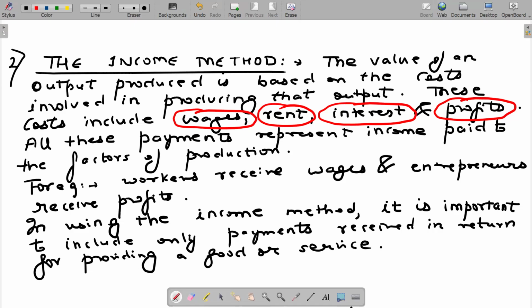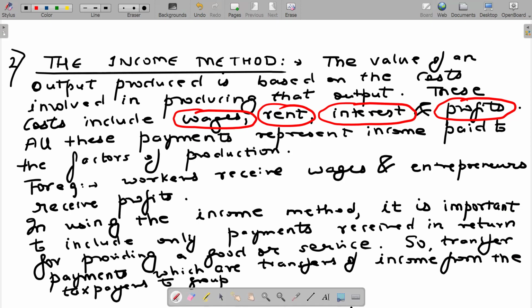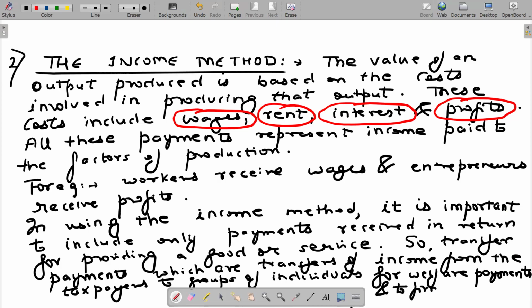Okay, so I can say, transfer payments, which are transfers of income from the taxpayers to the groups of individuals for welfare payments, and to the firms in the form of subsidies, are not included.